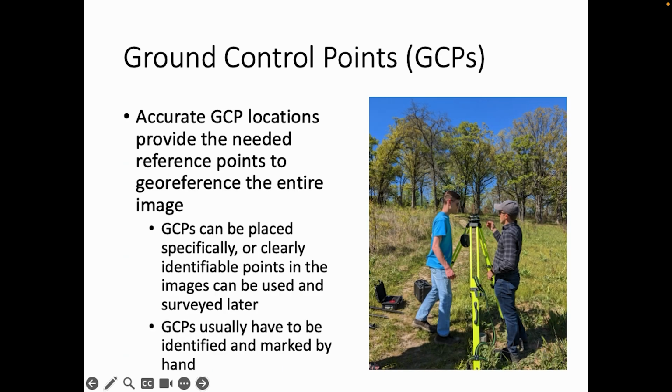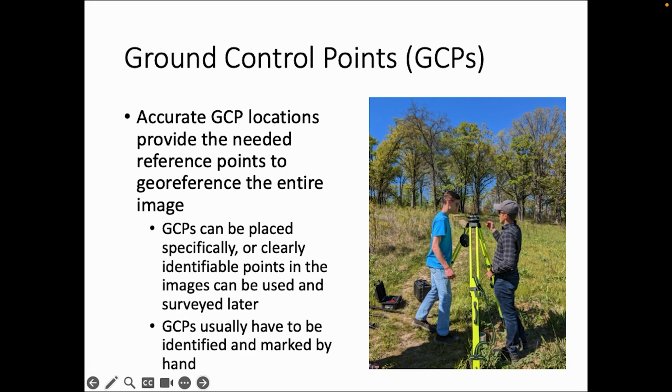They're going to provide the needed reference points to georeference and orthorectify the entire image. GCPs, we can place flags specifically to use as a GCP, or we can use the corner of a building, corner of a sidewalk, points that can be identified in photos later on and surveyed later. You can actually use those for GCPs as well. And in fact, if needed, you could go back and collect more GCPs using these kinds of hardscaping points.